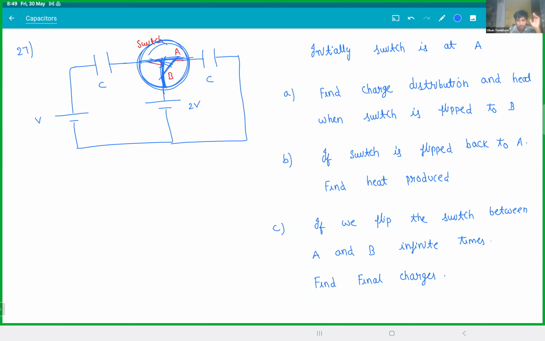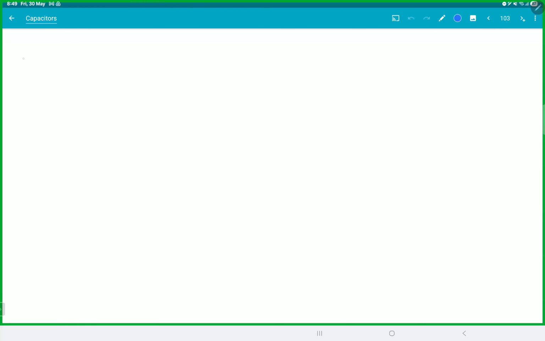Sir, could you explain once again why the potential is the same at infinity? See, after infinite flips, charges become constant.